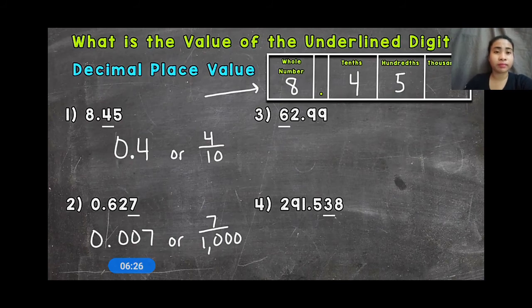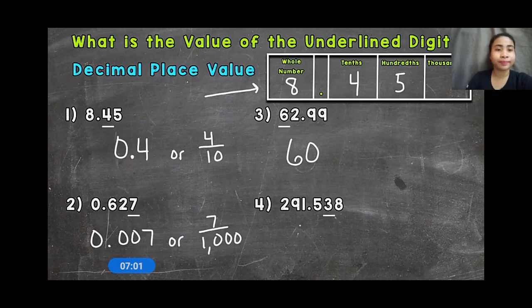So our 6 is underlined there. And in the case of number 3, that 6 has a value of 60 because it's sitting in the tens place. Remember, the value is determined by the place in which that digit is sitting. So 60. And lastly, number 4, 291 and 538 thousandths. So we have a 3 that's underlined in the hundredths place. So the value of that 3 is 3 hundredths.